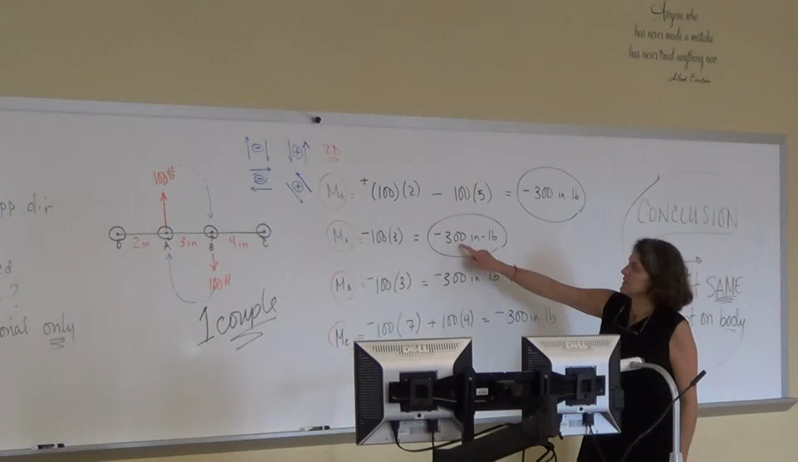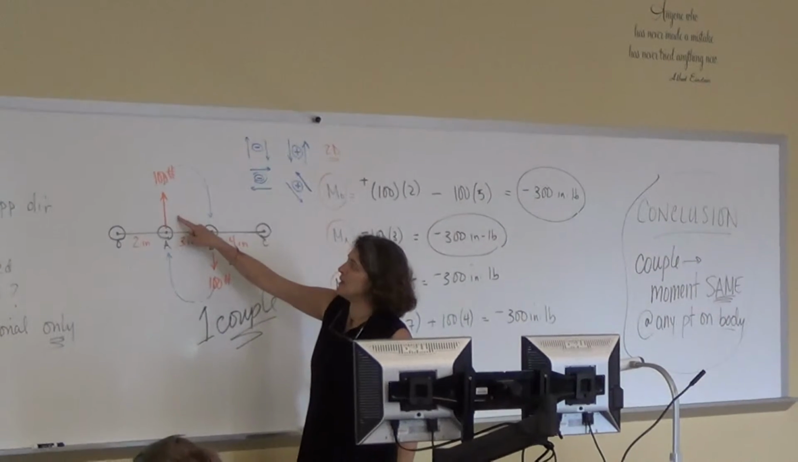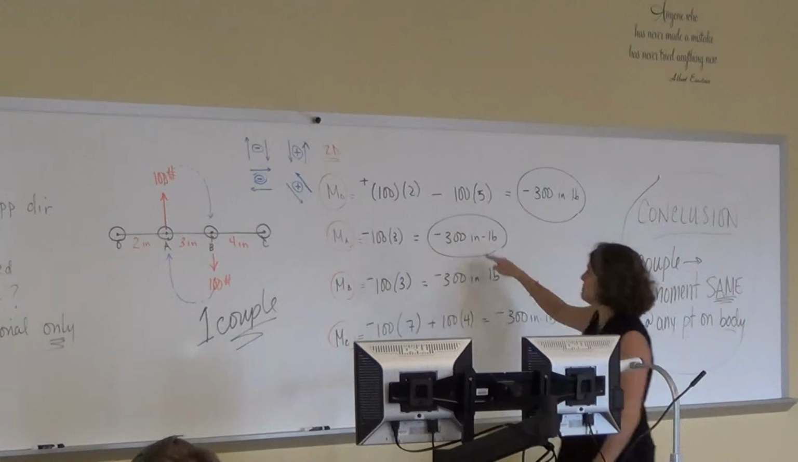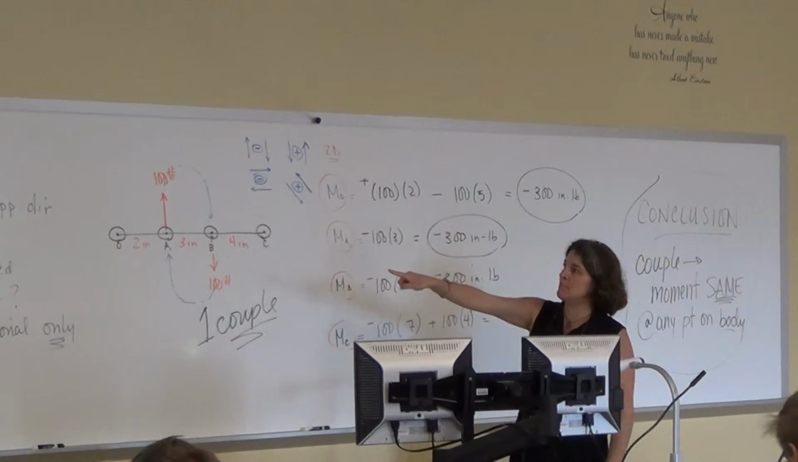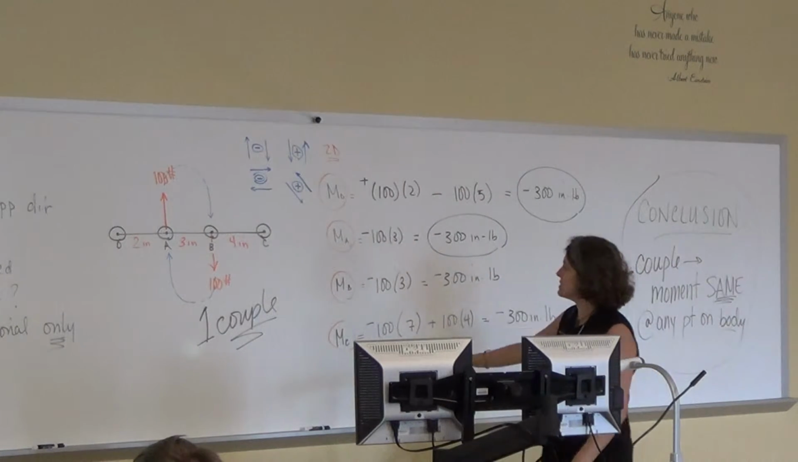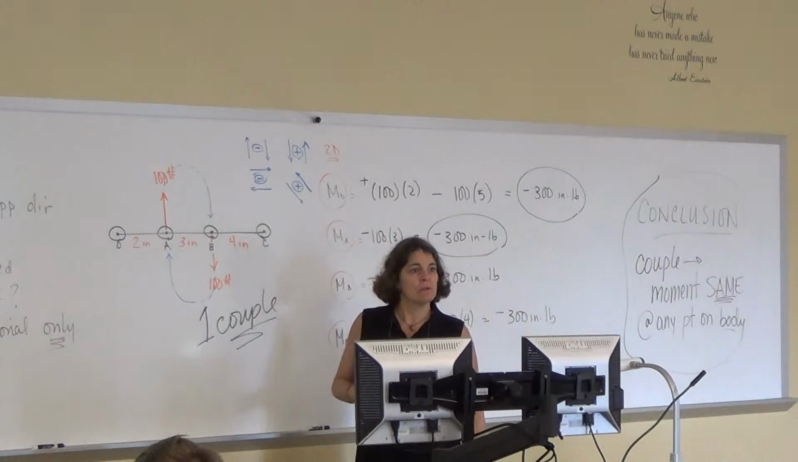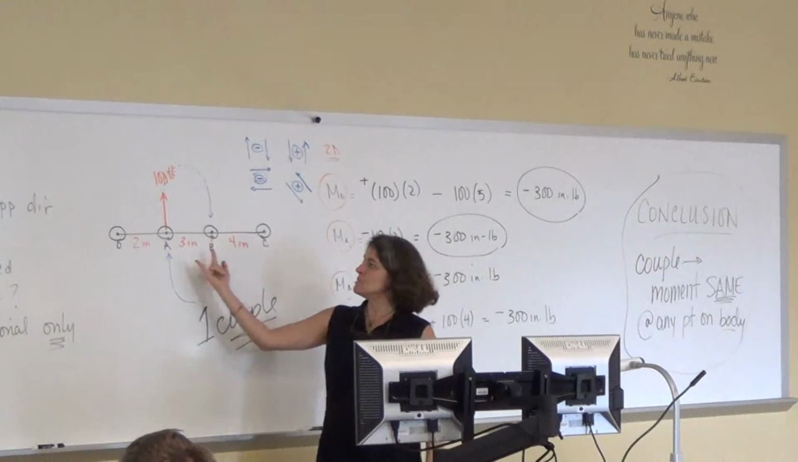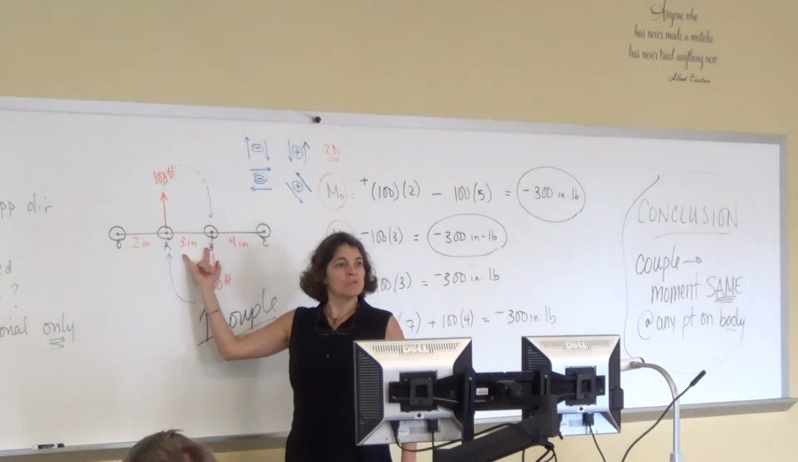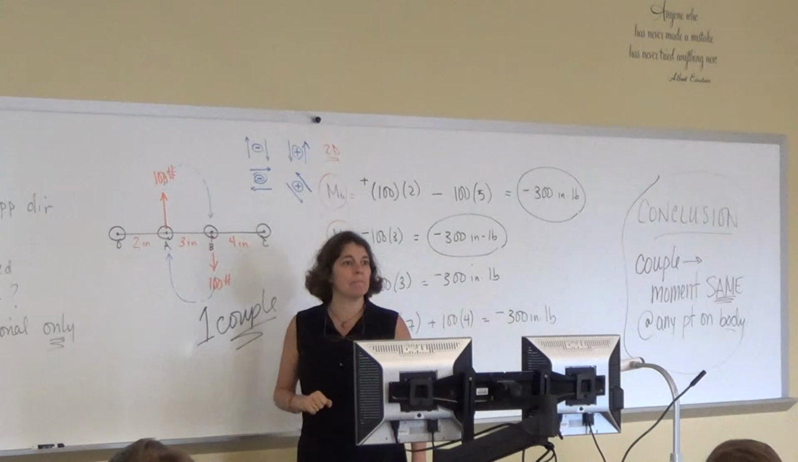How would I calculate this then? If we found that a couple of 100 pounds creates the same moment at any point on that beam, how can I figure it out without doing all these calcs? How did we get 300 from the 100? The distance between the two. So the moment due to a couple is going to be the force times the distance between them.